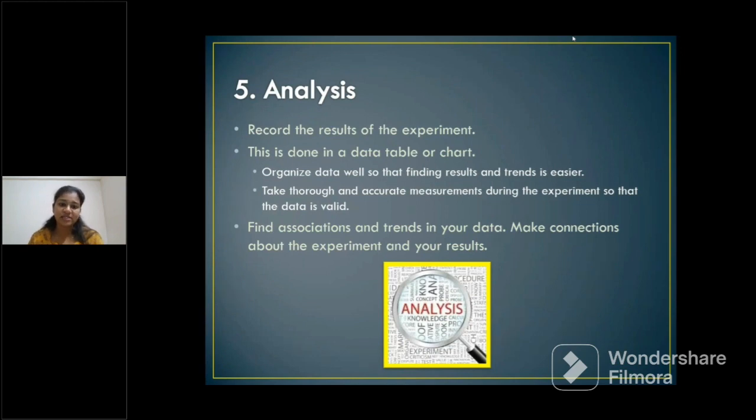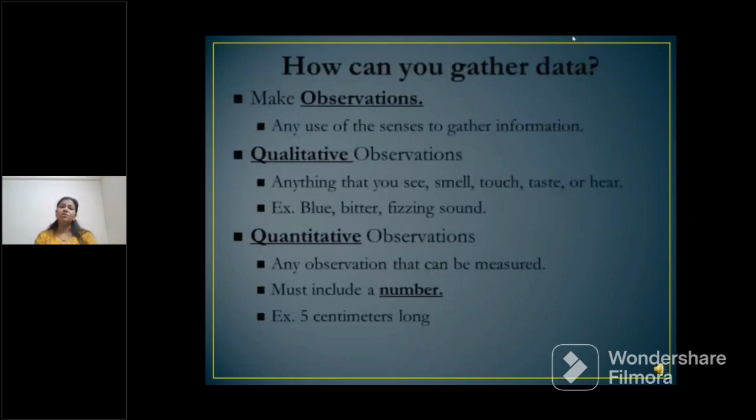Make connections about your experiment and make sure that you interpret the results. Now, how can you gather your data? As I said, make observations. Any use of the senses, whatever you require to gather the information, qualitative observations, anything that you see, smell, touch.